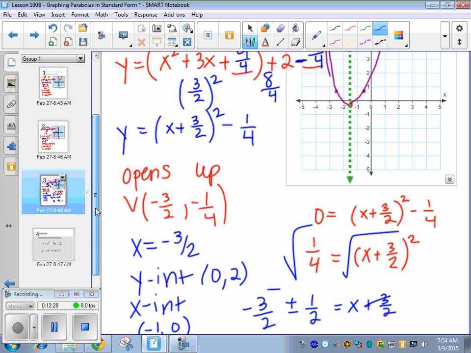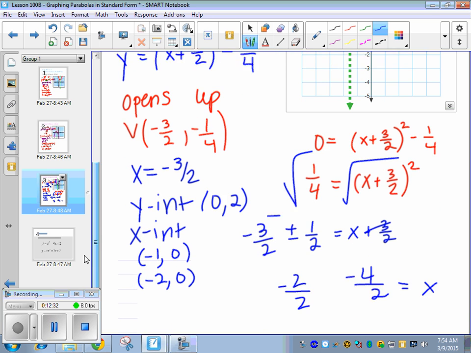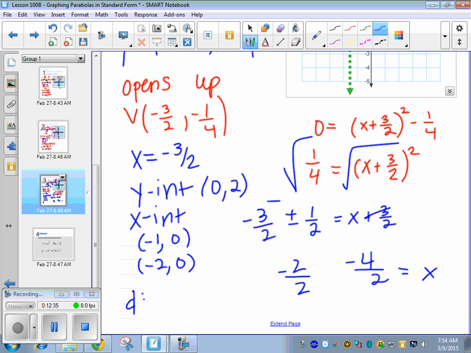It's hard to tell exactly, but you can see it kind of now on your graph. -1, 0, -2, 0. All right, we have 2 x-intercepts, so the discriminant is positive.